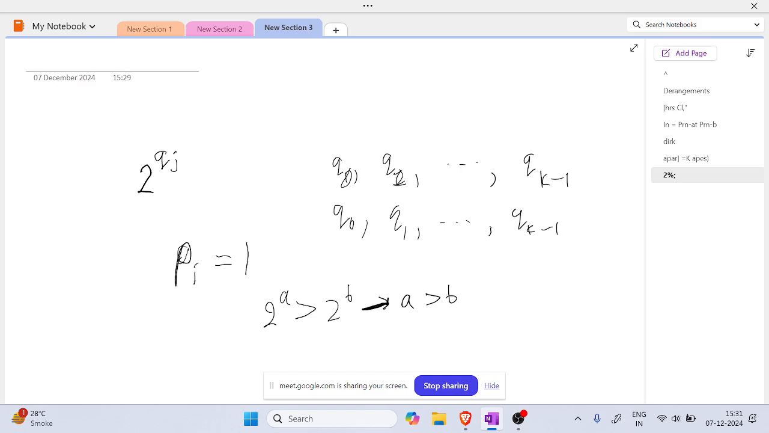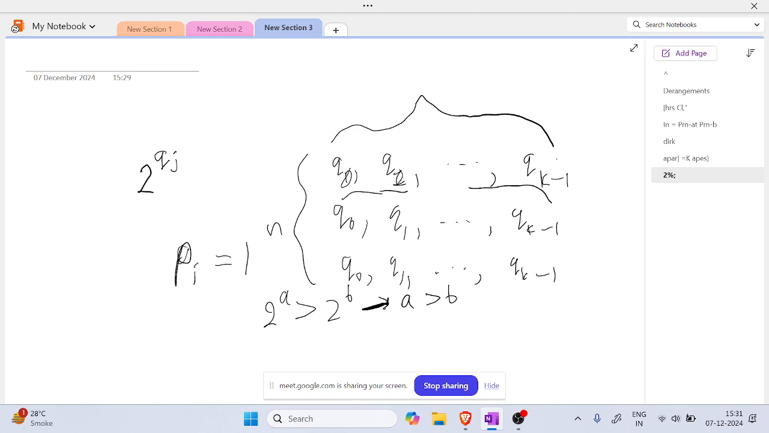And you can just count the number of inversions in the original array, and this array is repeated n times, q0, q1, so on until qk minus 1, and only this array is repeated n times. So basically, if you wanted to calculate the number of inversions in this array, then you would first calculate the number of inversions in this array, and then do the same thing for every single array here, and then multiply that by n.